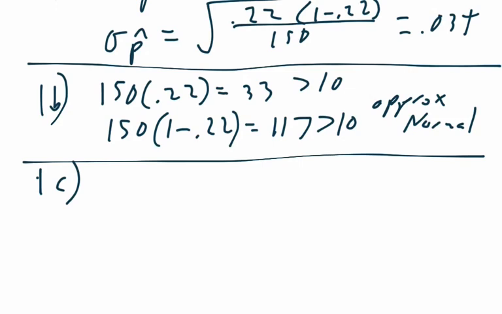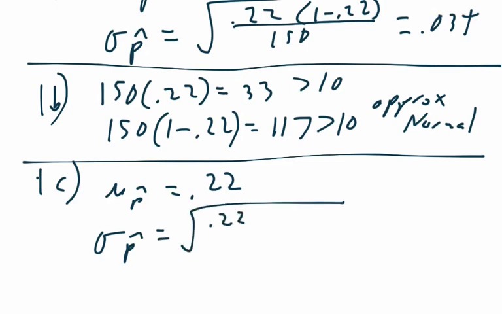For 1C, it says suppose that, what is the shape, center, and spread if we use 36 instead of 150. So the mean of p hat is always 0.22. The standard deviation of p hat is the square root of 0.22 times 1 minus 0.22 divided by 36. It turns out to be 0.069.